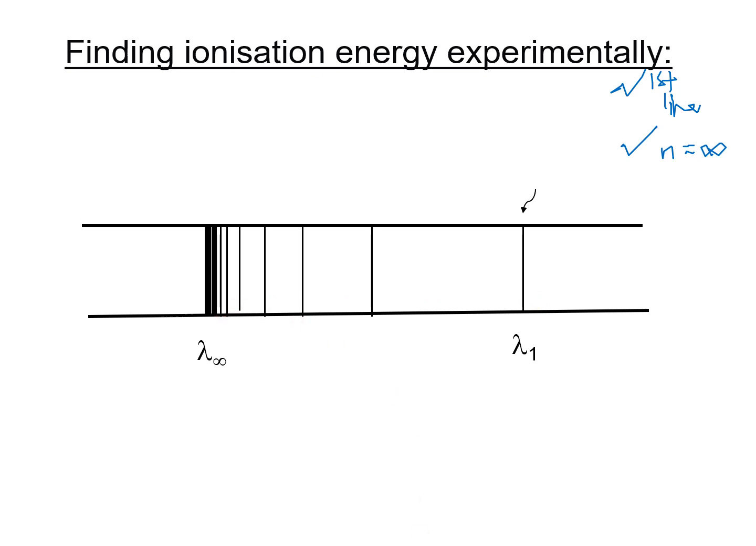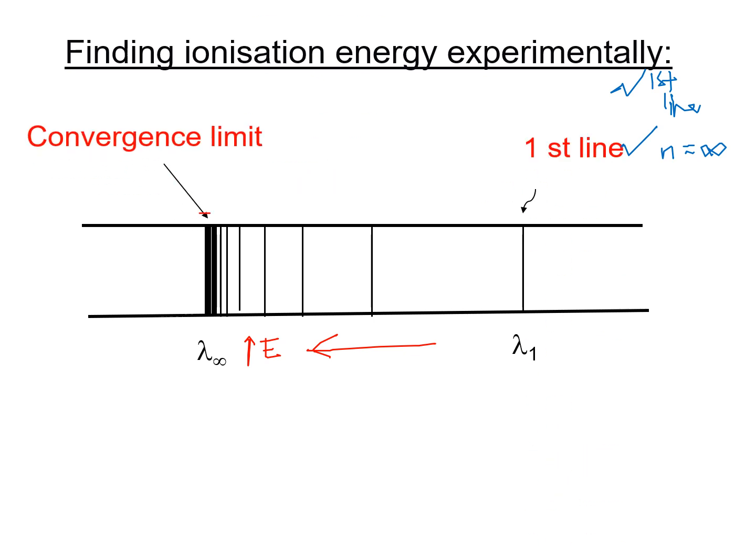So therefore, the more to the left, the more the energy increases. So when energy increases toward the left, you can conclude here that the line on the left is the convergence limit. It is when n is at infinity. Okay, and the first line will start at the rightmost line. So this will be the first line.